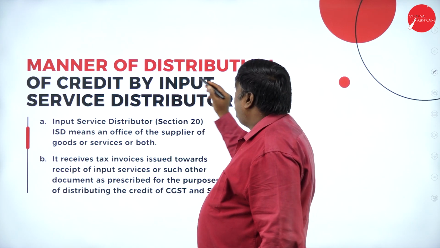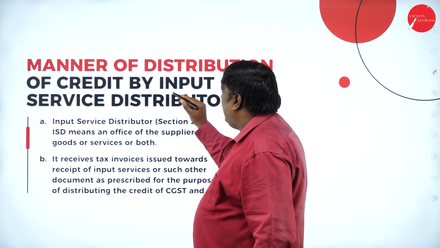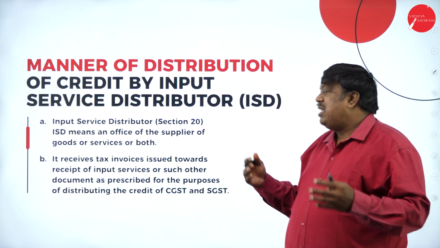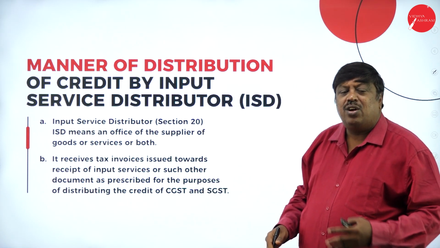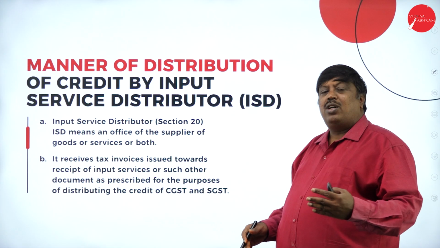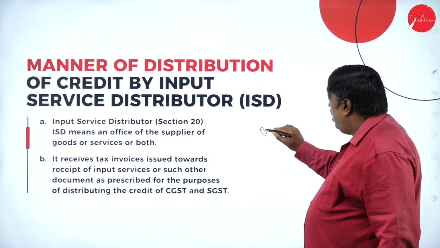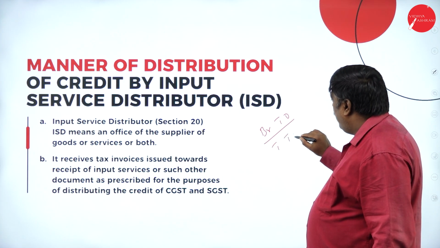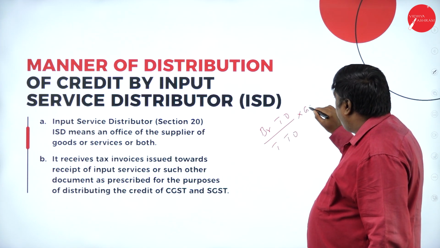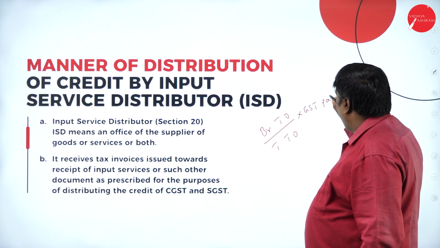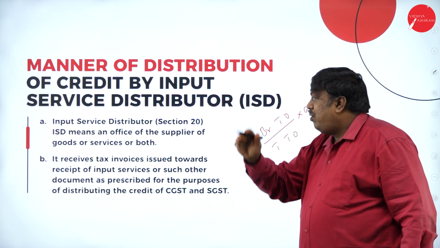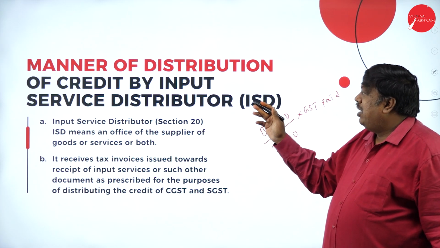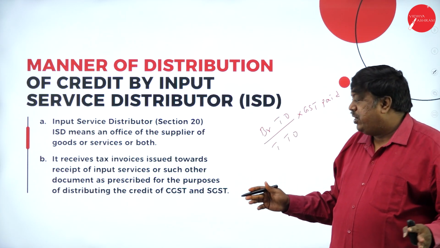Next, manner of distribution of credit by input service distributor. That is nothing but from the head office to the branches, either it may be services or goods. The simple concept here: branch turnover divided by total turnover into GST paid. This is the formula we have to apply for the input service distributor. The credit, how it can be distributed.